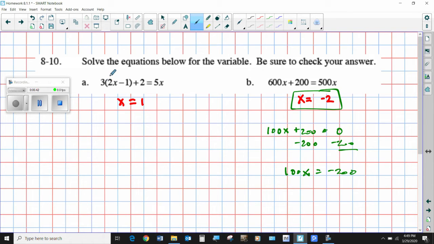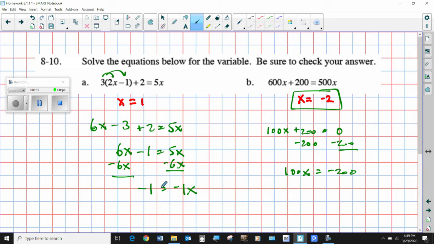Here, the most common mistake is people not sending in the dive bombers. You got to rewrite this as 6x minus 3 plus 2 is equal to 5x. And then you can combine those and call this 6x minus 1 equals 5x. I'm going to go ahead and do this just so you see it. If you take away 6x's from each side, you still got that minus 1 there, and this becomes a negative 1x.